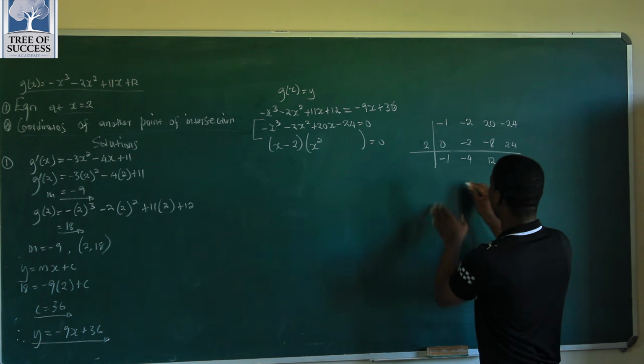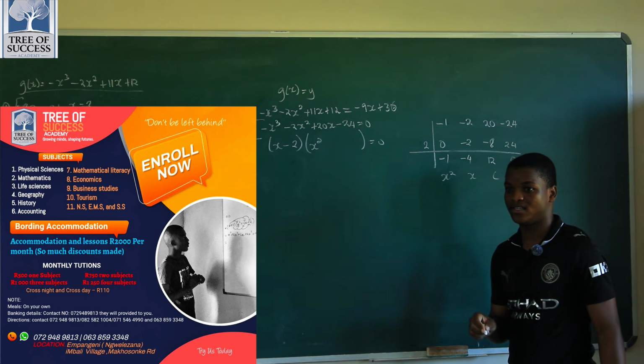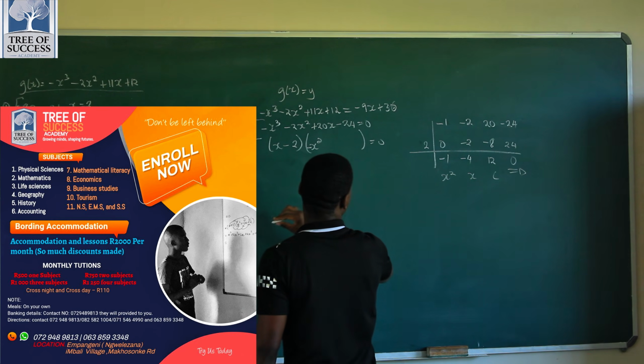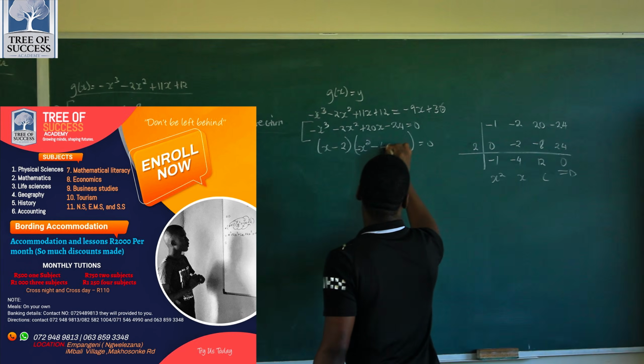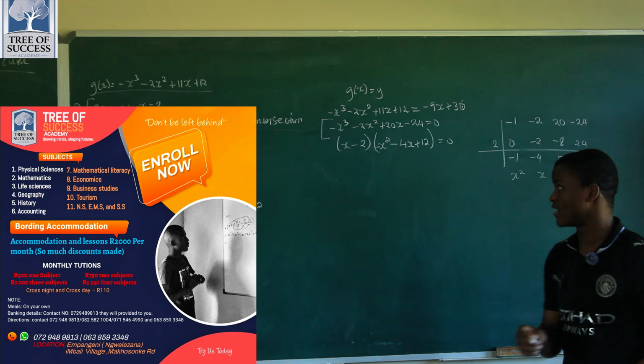Now for the second bracket, this is x squared, x, and then constant c, right? So now it means negative x squared minus 4x plus 12. Then from there we can solve for x, right?